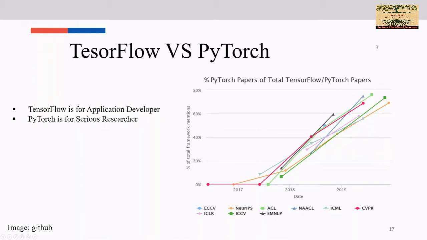So what is the difference? TensorFlow is for application developers. If you are an application developer, I mean you are just applying different machine learning models to your data, then TensorFlow is a good choice. But if you are a serious researcher, if you want to design your new neural network and tune your parameters, then PyTorch is the good solution.